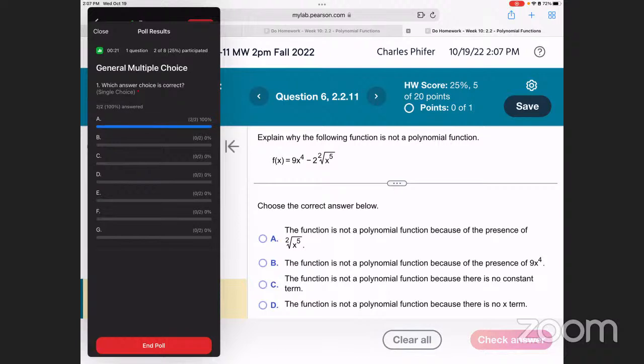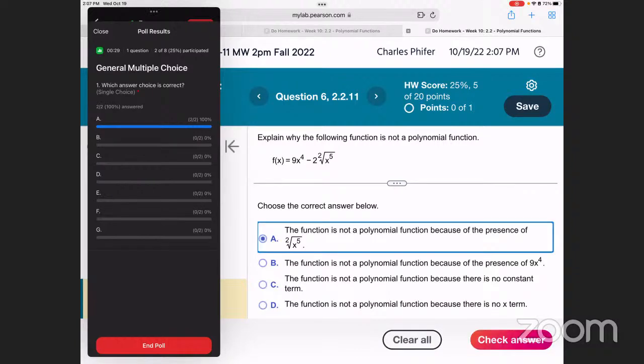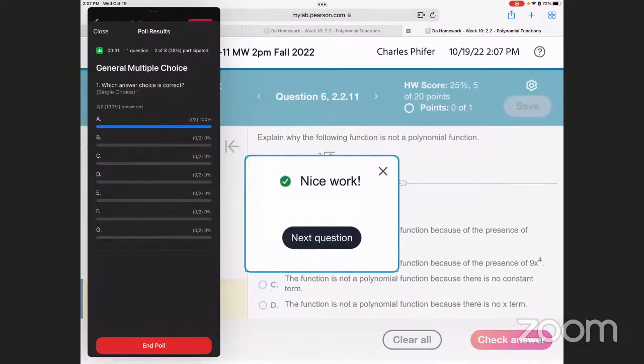The function is not a polynomial function because there is no constant term. That's not it. The function is not a polynomial function because there's no x term. I'm gonna go with A. I can get down with A. All right, that looks good. Okay, let's keep going.